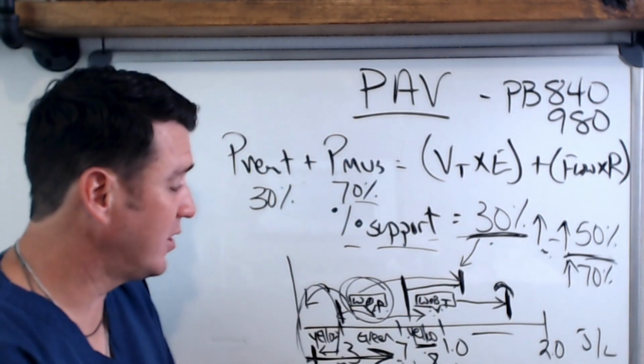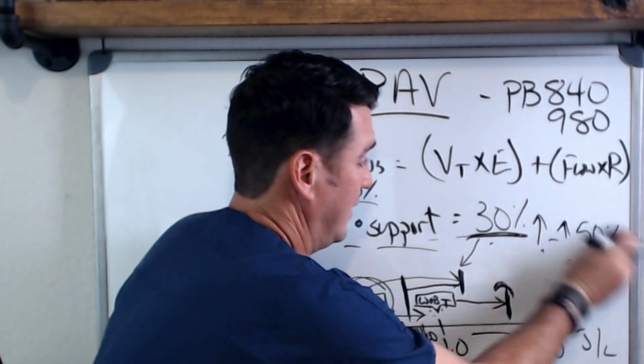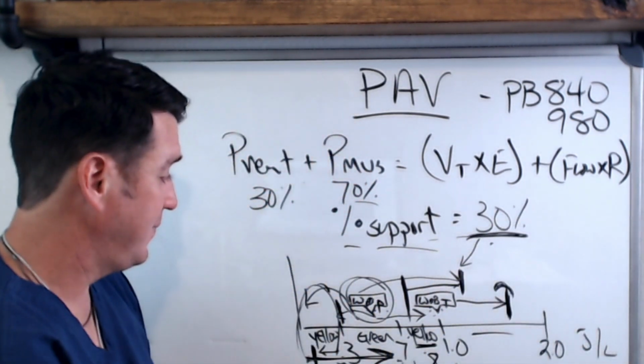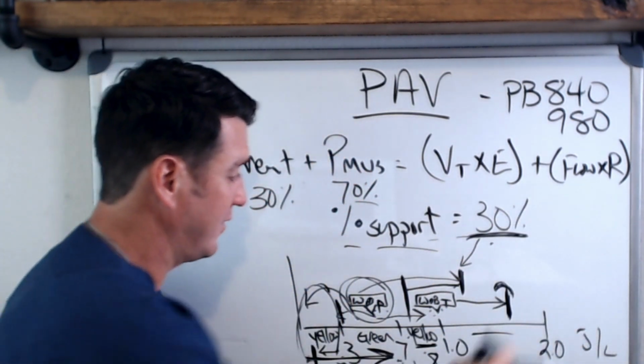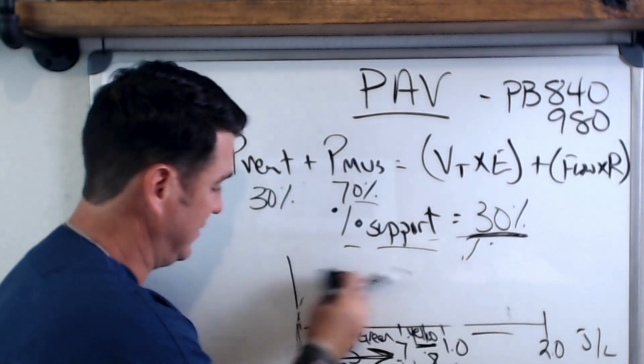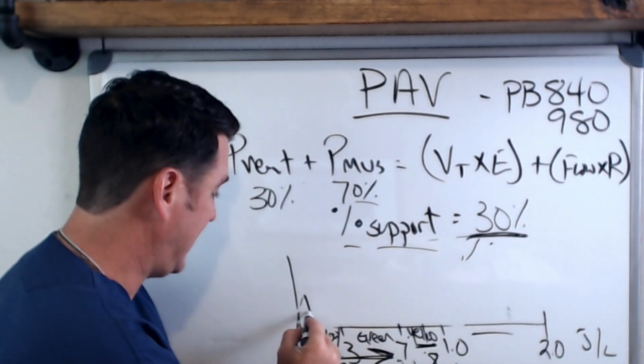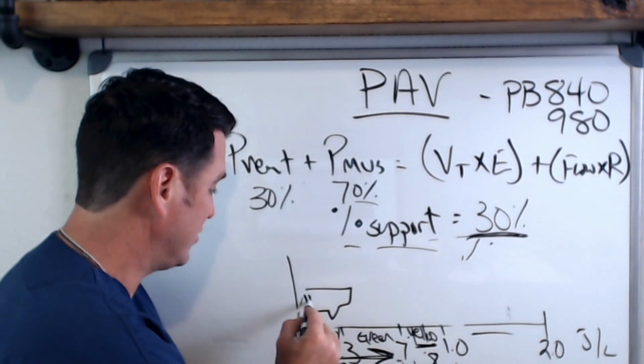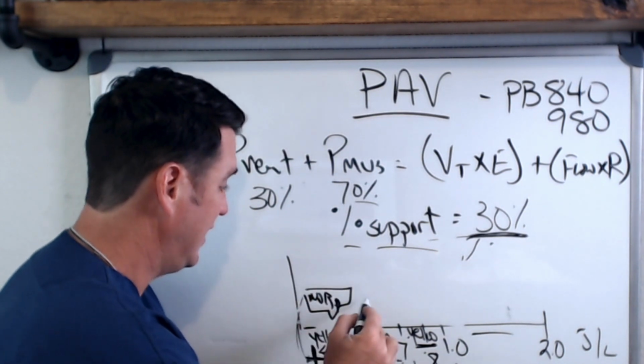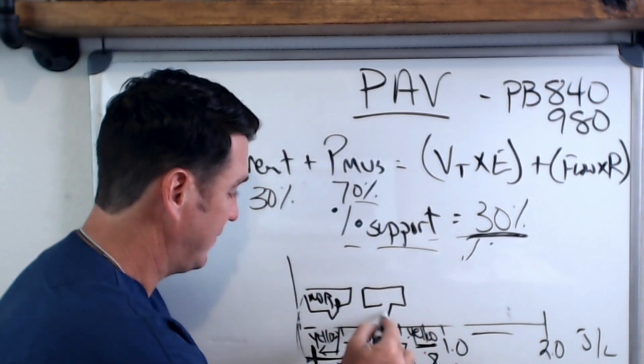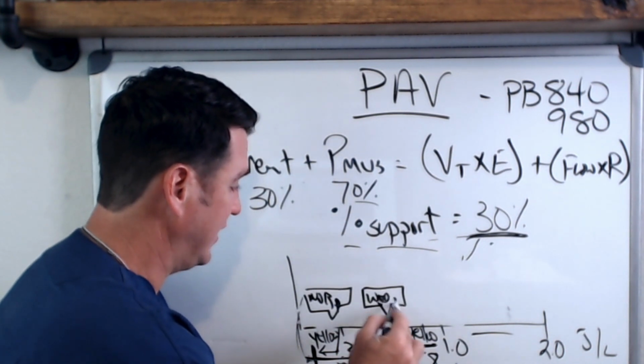Now, let's say you put them in PAV of 30%, and you see your work of, let me start over here. This is getting messy. Your work of breathing tabs come way back here. So this is work of breathing patient, and this is work of breathing total.